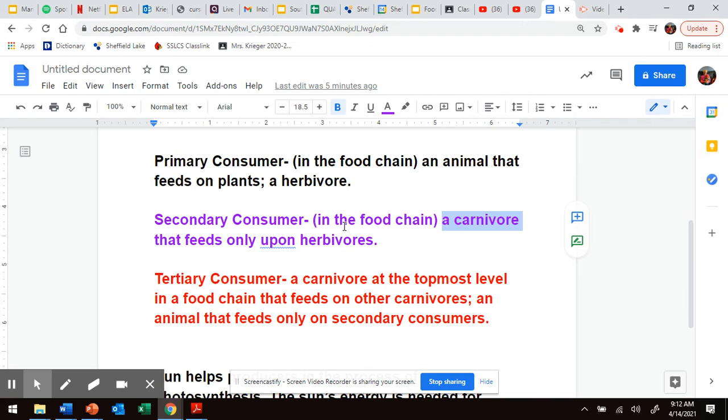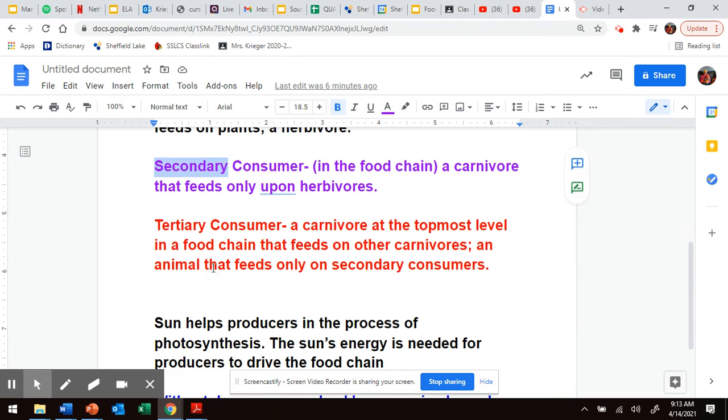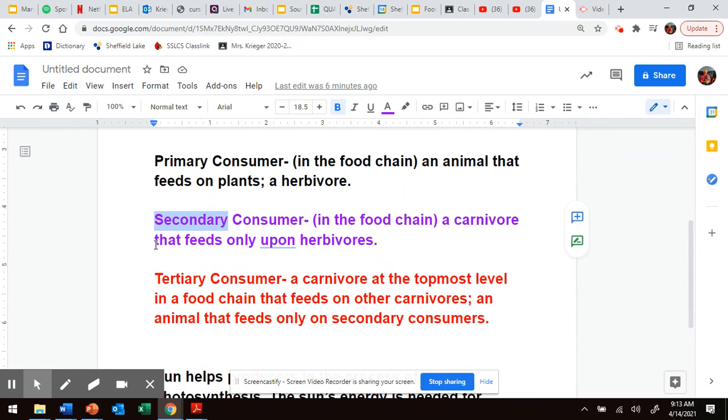Okay, so primary consumer, first consumer, has to be an herbivore. Secondary consumer means it's the second consumer in the food chain. Second consumer in the food chain, and it will be a carnivore eating that herbivore. This word means third. It is pronounced tertiary, tertiary.